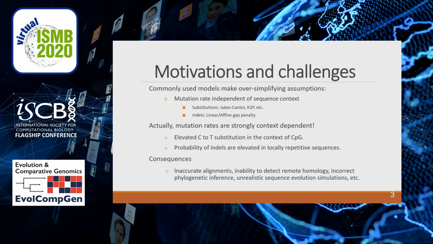Many early but commonly used sequence evolution models make oversimplifying assumptions about mutational processes. For example, the Jukes-Cantor or Kimura's model of substitution, as well as the linear or affine gap penalty scoring scheme, assume mutation rates to be constant and independent of the sequence context. However, mutation rates are known to have strong context dependencies. For example, the probability of cytosine mutating to thymine is elevated in the context of CpG dinucleotide, caused by the deamination of a methylated cytosine.